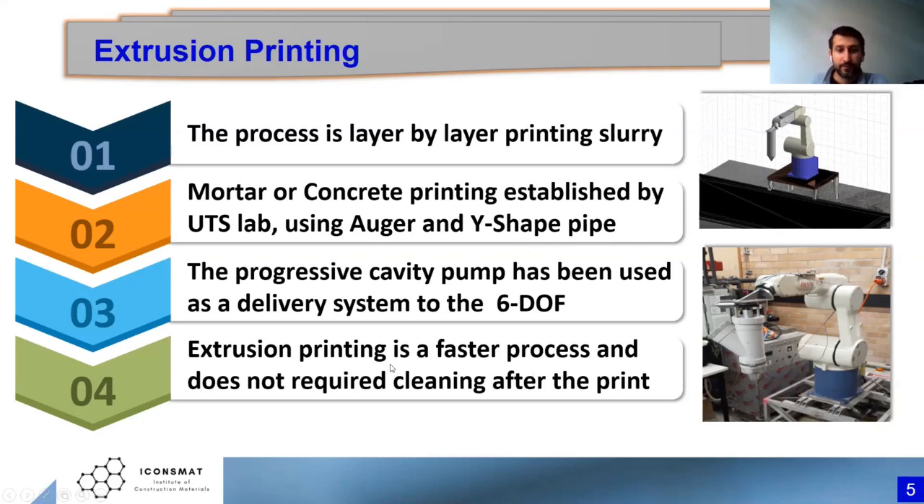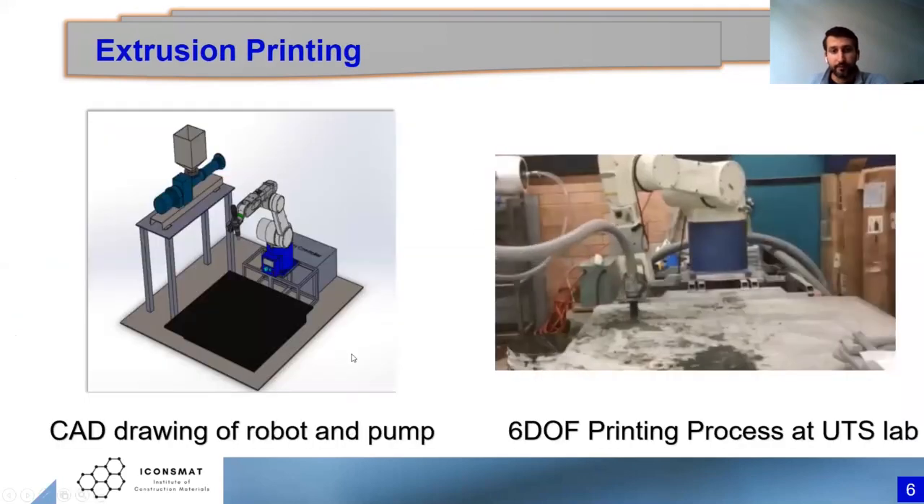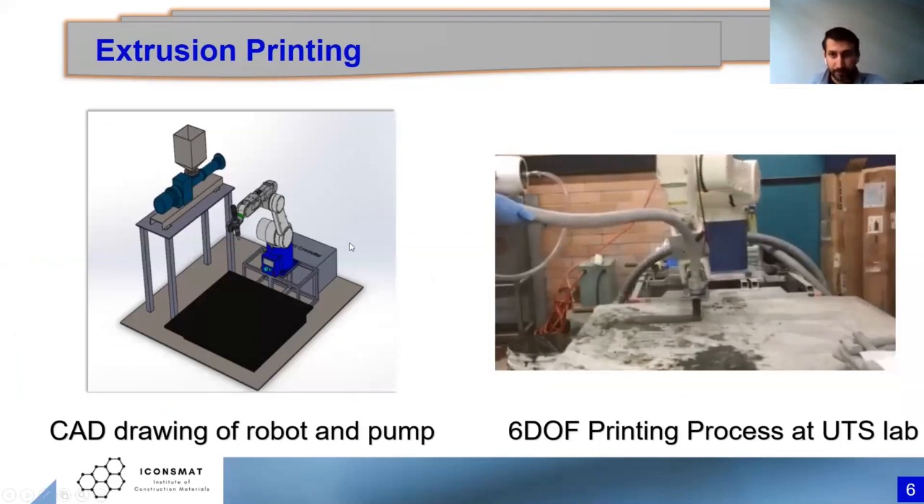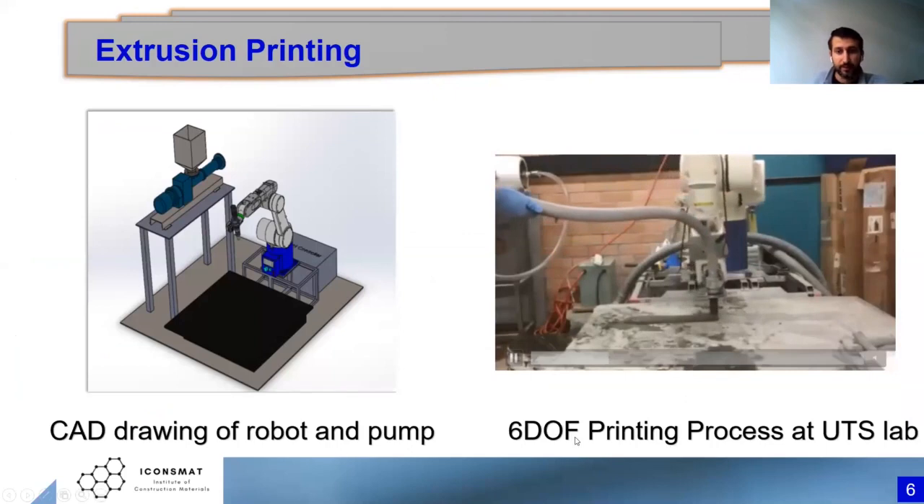Extrusion printing is usually faster, and there is no need for cleaning, because once it's done, whatever geometry you want, you can get it, since there is no powder. You don't need any sort of cleaning. You just remove it from the place that you want. If it's precast, fine; if it's cast in situ, you should do it on the field or website. This is how we designed it, and this is a CAD drawing of the pump we prepared and how we start the printing.